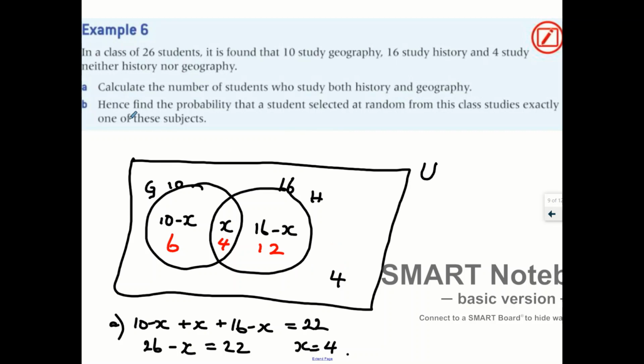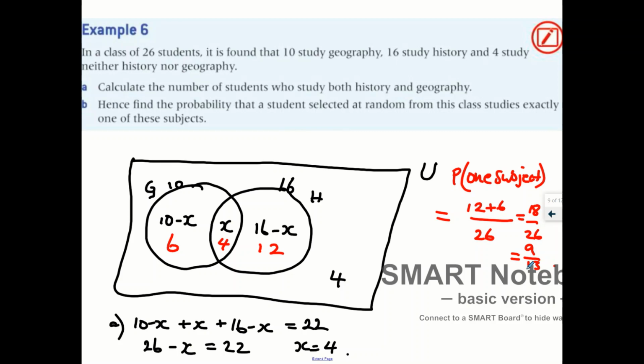So hence find the probability that a student selected at random from this class studies exactly one of these subjects. Well, it's this 6 and it's this 12. So it's going to be the 12 plus the 6 out of all 26, which is 18 out of 26, and that actually simplifies to 9/13. You have a calculator that will do that simplification for you.